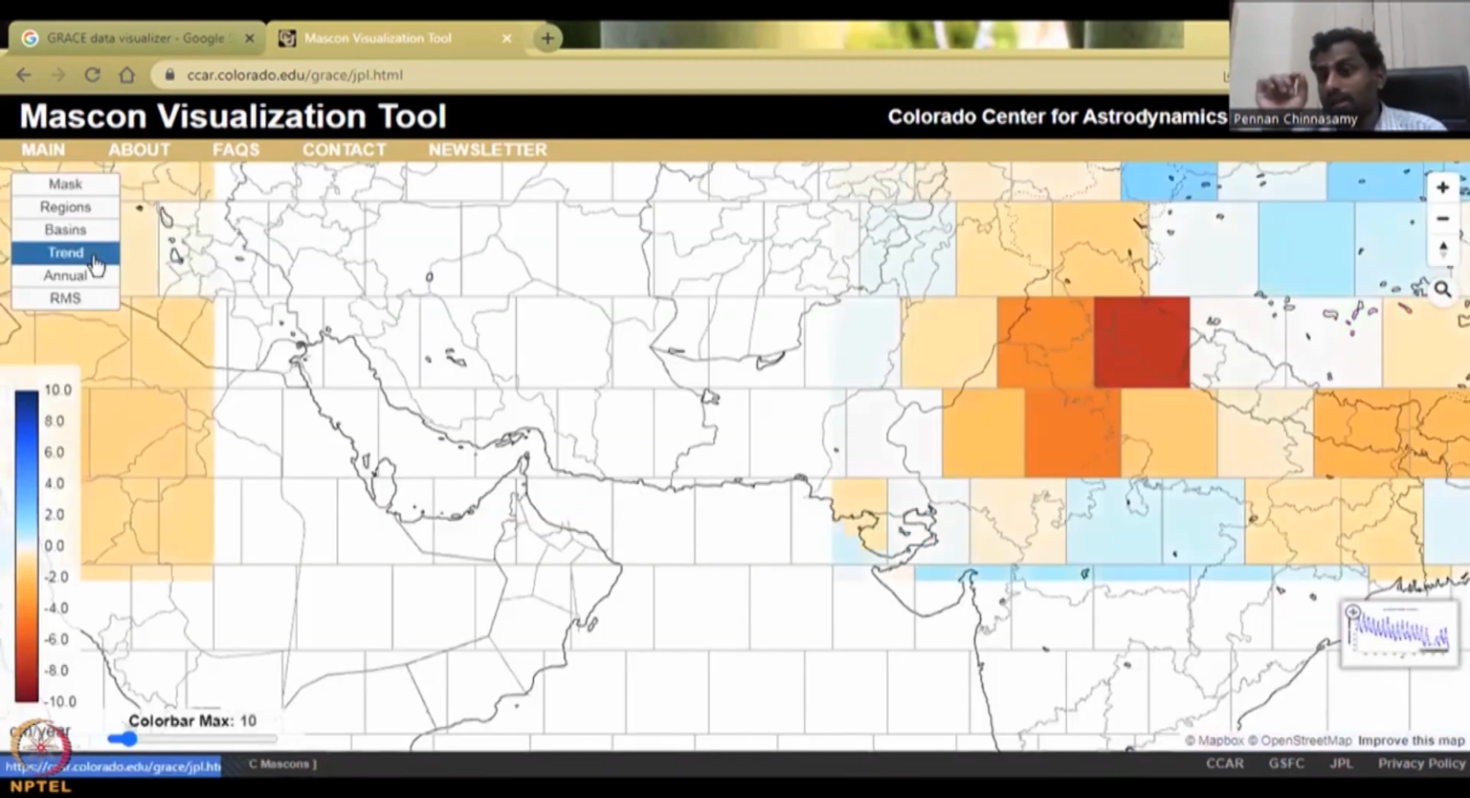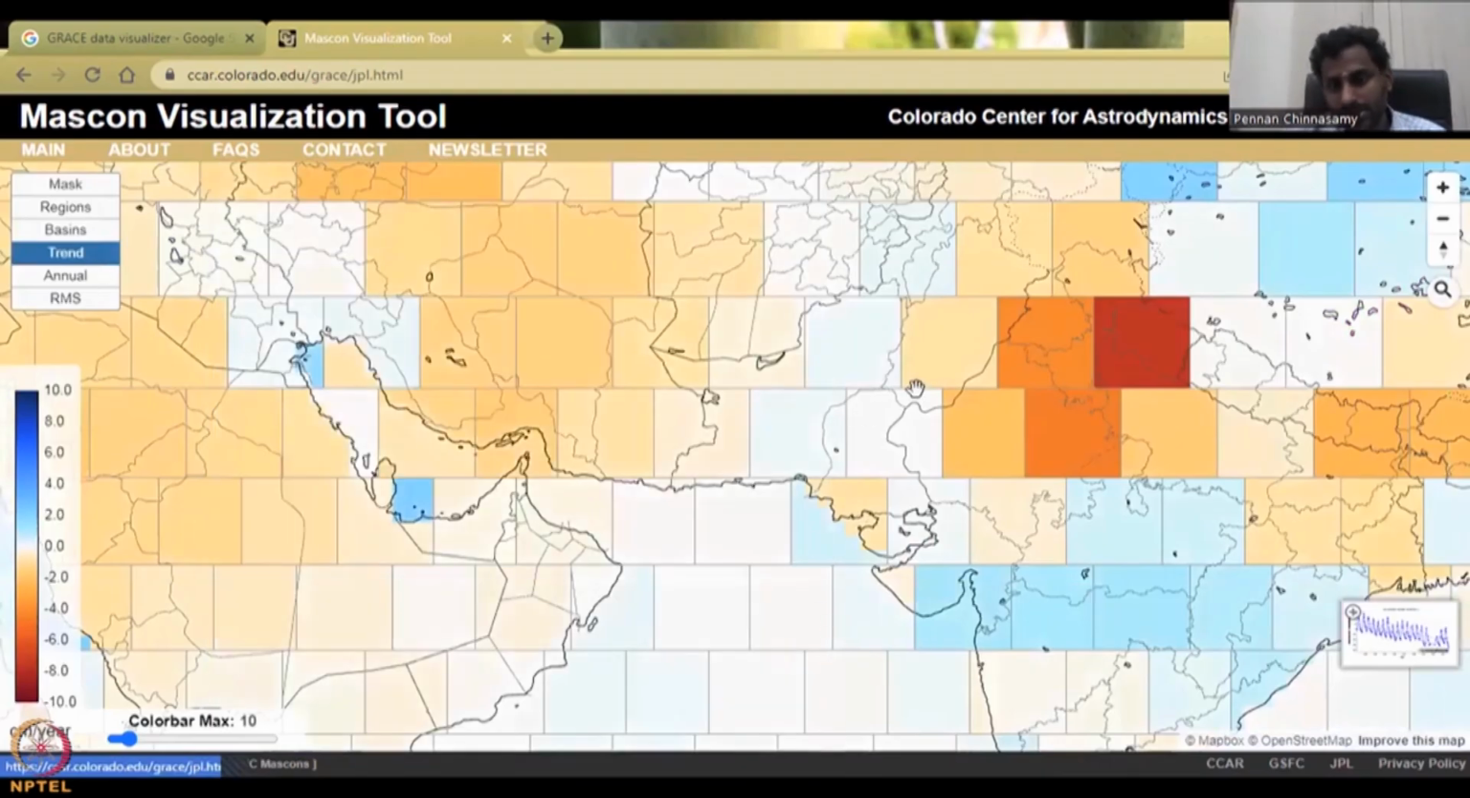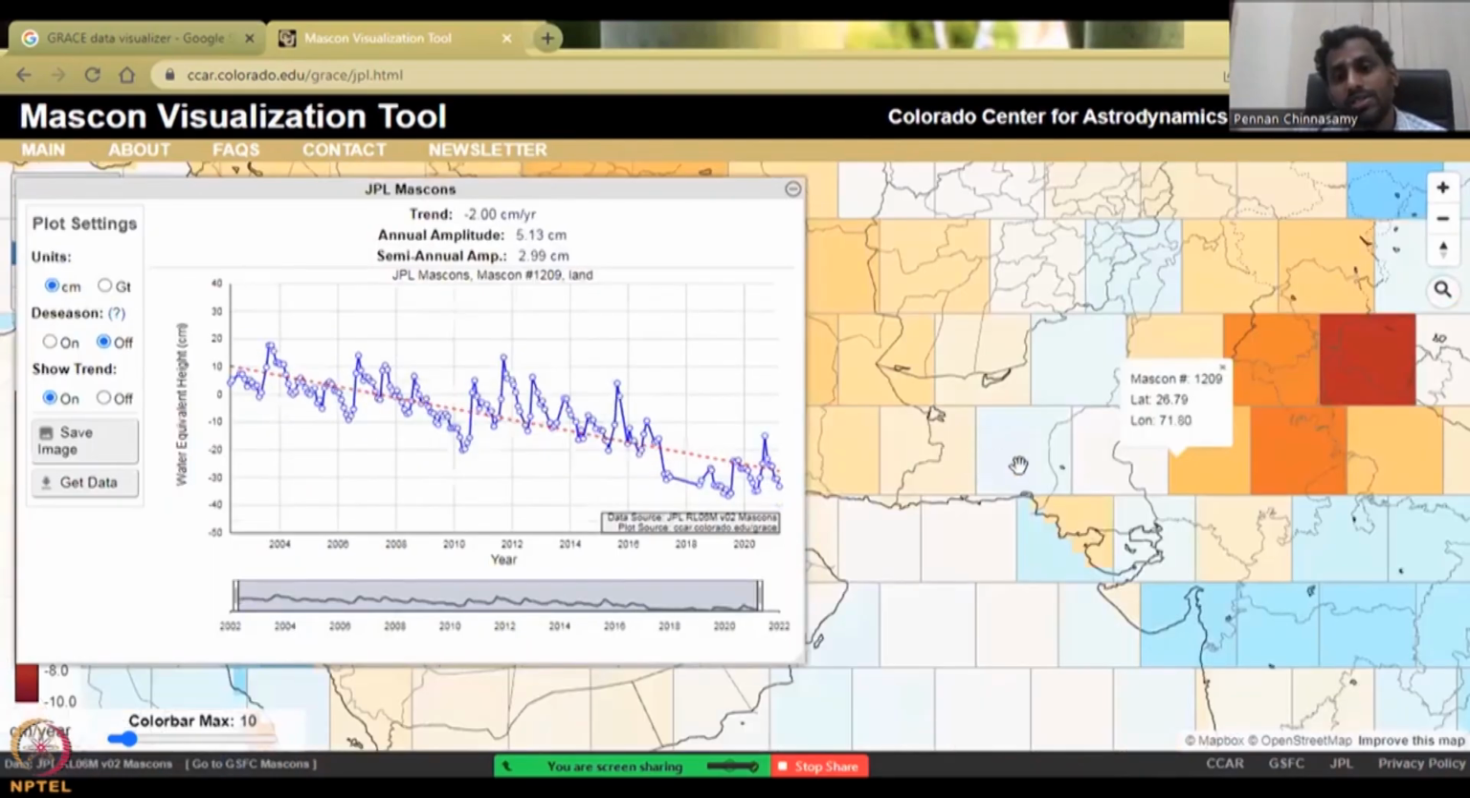This trend is by pixel. The pixel is big, as you can see, and you can just click that pixel and see, for example, here, this mascon, this whole grid, which is covering right in the center of Rajasthan, is declining.